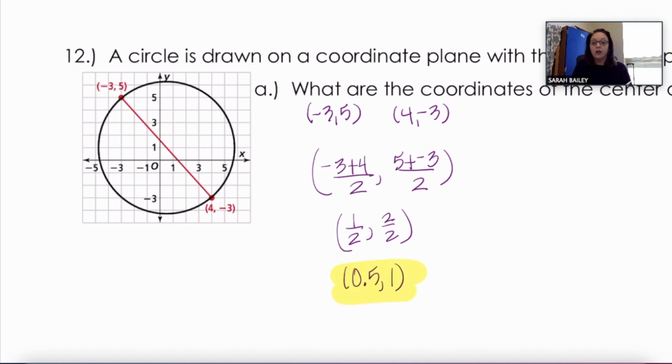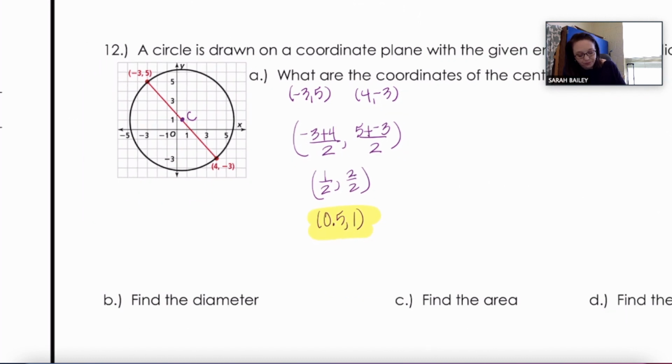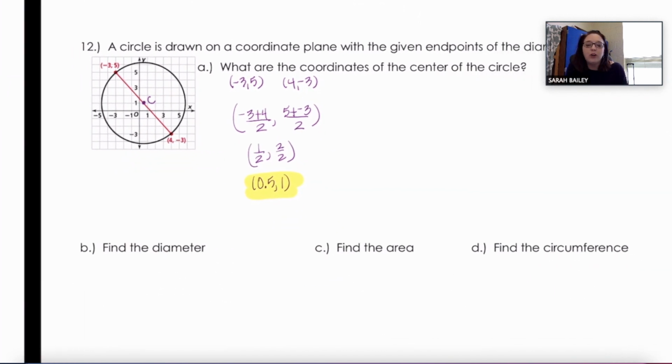Let's double check. So if I go to the right 1/2 or halfway and then up 1, which would be here. So we're saying that's the midpoint, or actually let's not put an M there, let's put a C for center. Okay, so the center of the circle would be there. And then it says to find the diameter, find the area, and find the circumference. All right, so the diameter is that whole length.